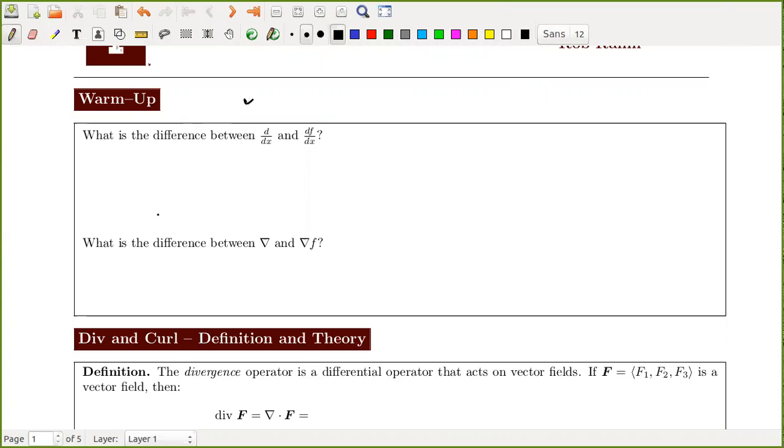The first one is, what is the difference between d/dx and df/dx? Okay, so this is the difference. df/dx is a function. For example, if f of x is equal to x squared, then df/dx is the new function that's equal to 2x. Whereas d/dx is just an operator.